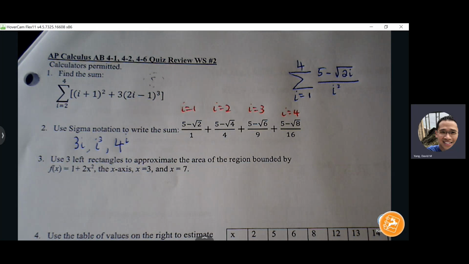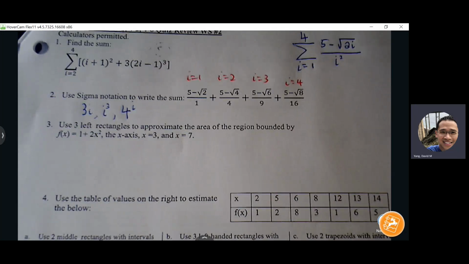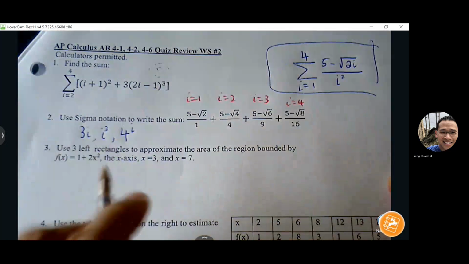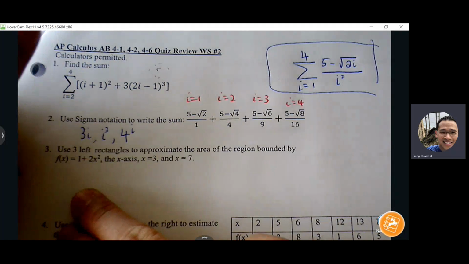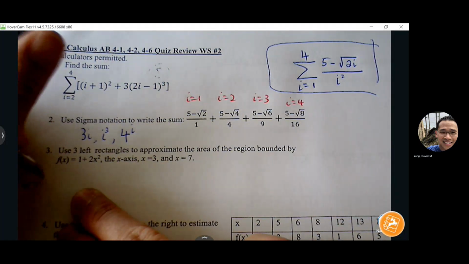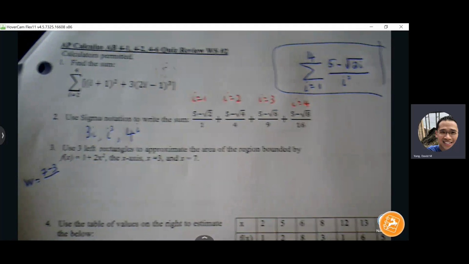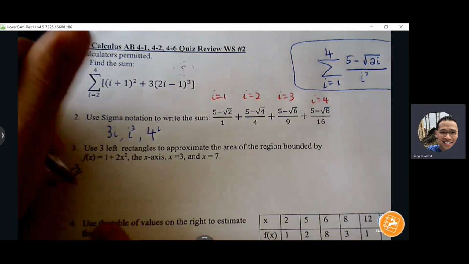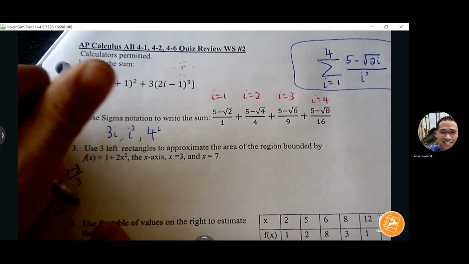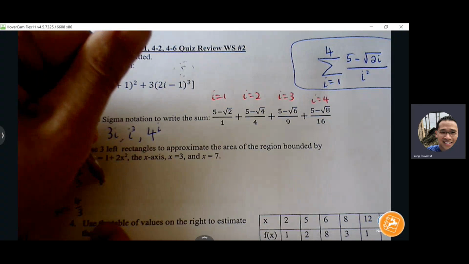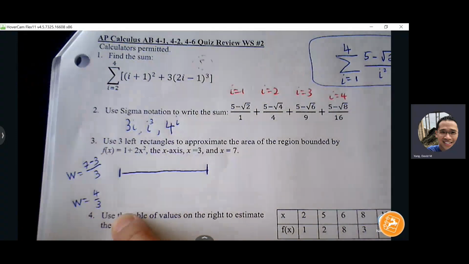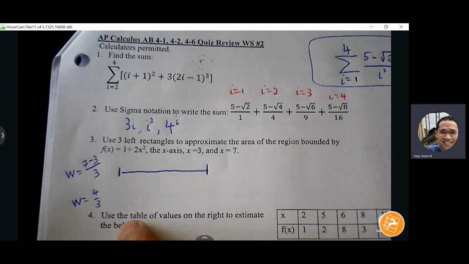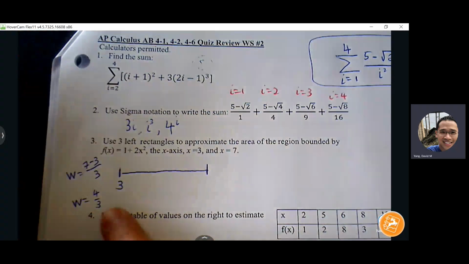Okay, number 3, use 3 left-handed rectangles to approximate the area of the region bounded by f of x. So first, start off by building your width. Width is b minus a over n. What's my n value? 3, because I have 3 left-handed rectangles. Okay, width is 4/3. Where do I start to build my subintervals here? Start at 3 and keep adding 4/3.